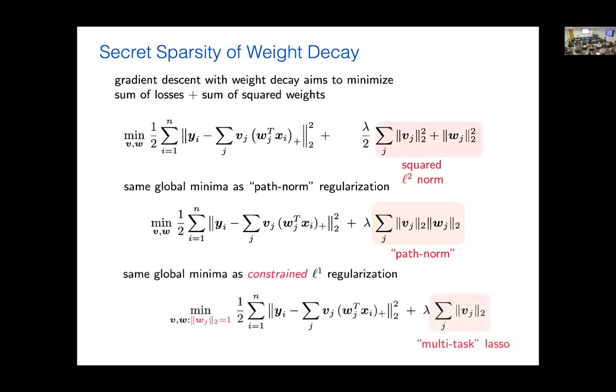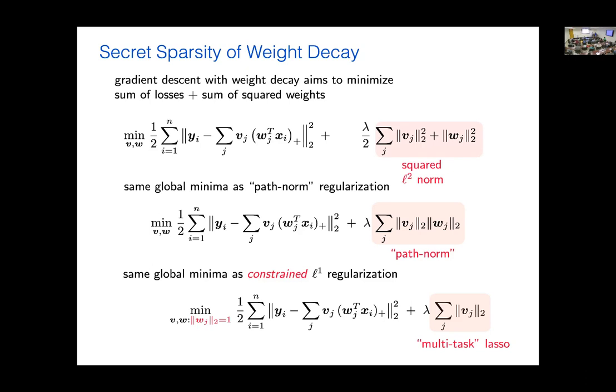And then we could do one more thing if we wanted to. Because it doesn't matter how I scale the input and output weights, I can move that scale back and forth. I could just normalize the input weights to have unit norm. Then I'm left with just minimizing the sum of the norms of the output weights. At any rate, this kind of regularization term is something people call the multitask lasso regularizer. It's kind of like a generalization of L1. It's like an L1 norm, except we have a sum of two norms.